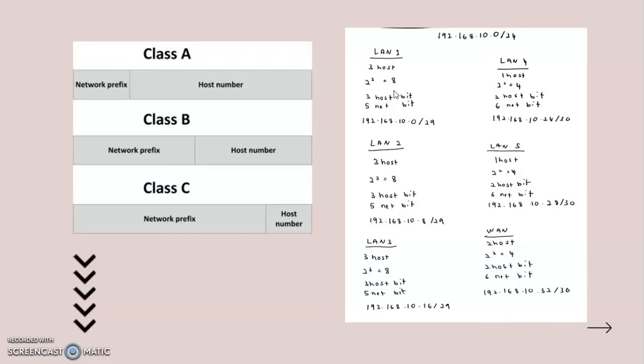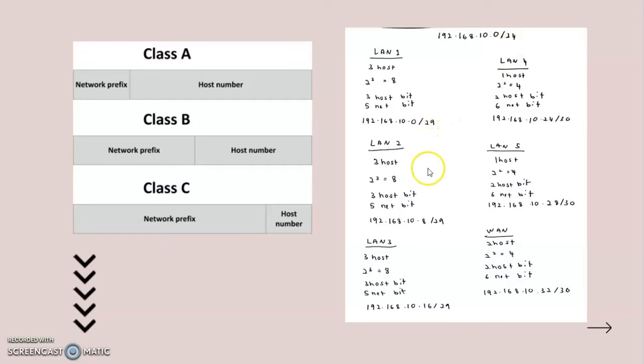So the complete one cycle will have 8. So it will be about 5 net bit. So that is why it becomes 192.168.10.0/29. This is because 5 net bit is added to the 24 right here, so it will become 29.